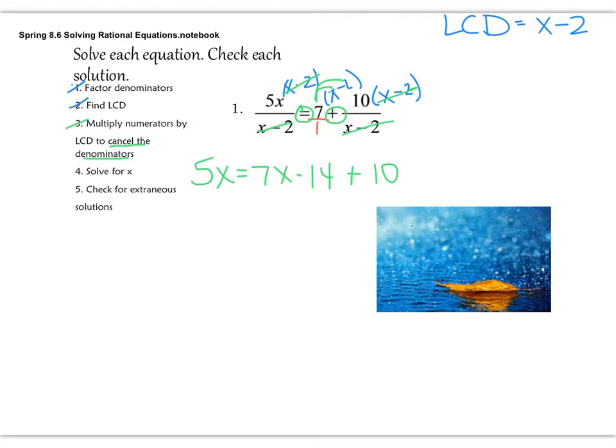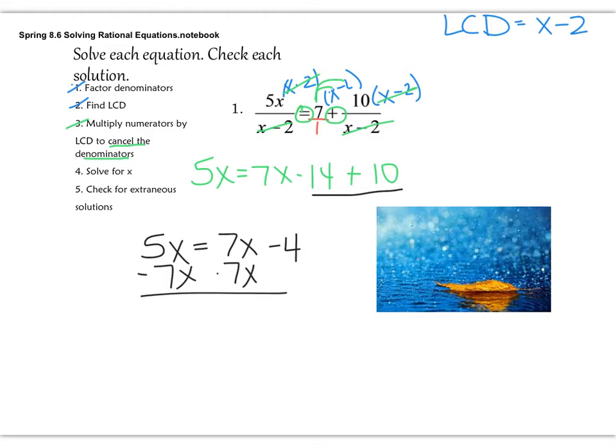Step 4 is to solve for x. I do have some like terms on that side. So we get 5x equals 7x minus 4. I'll subtract 7x. So we get negative 2x equals negative 4. So then x equals 2. So that's me solving for x.